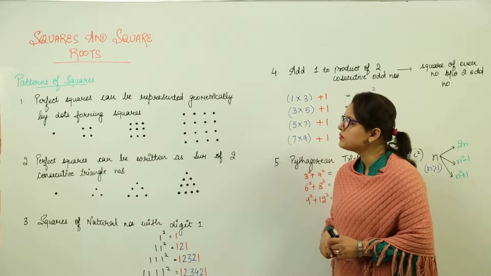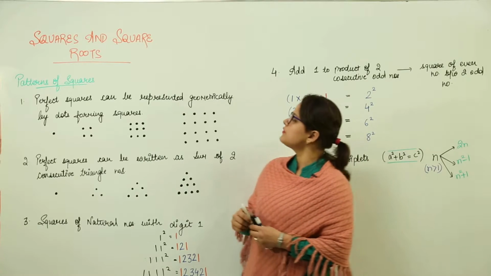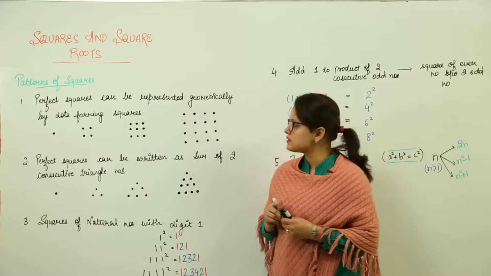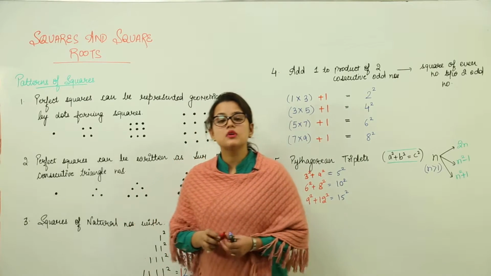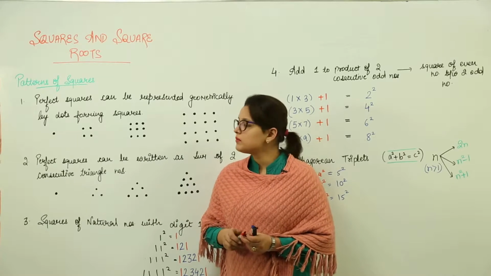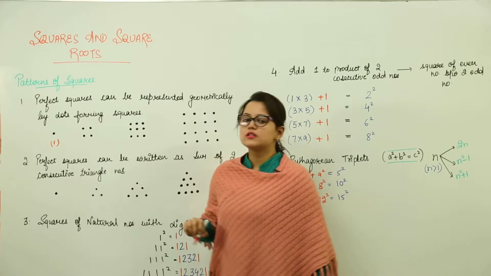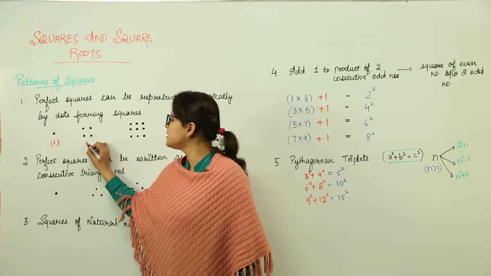Now moving on to the patterns of squares. The first pattern says that perfect squares can be represented geometrically by using dot squares. How come? See, the square of 1 is always equal to 1 only, so it can be represented as 1 dot. Similarly, square of 2 is what? 4. So it can be represented like this.